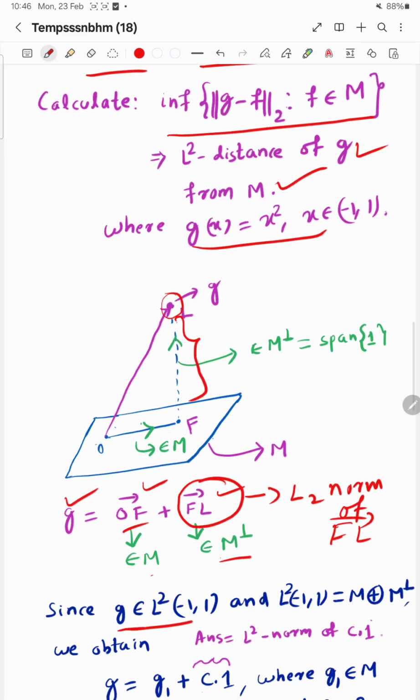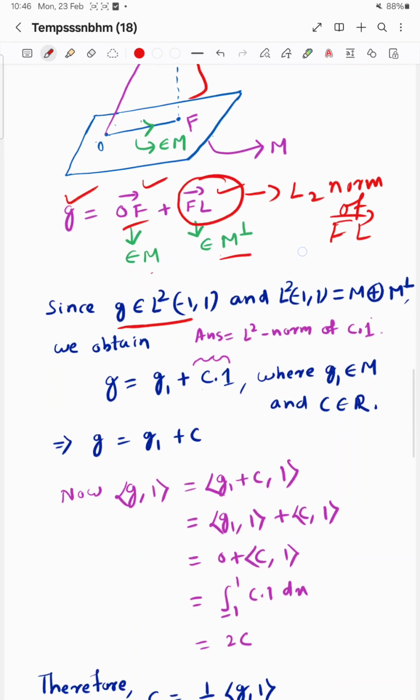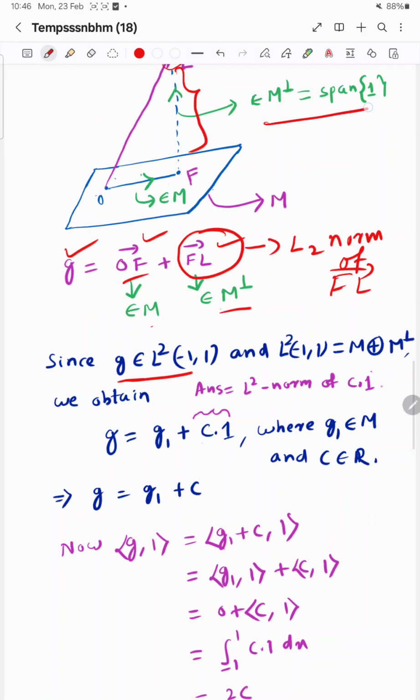So in our question, this is the M perp. Suppose g is equal to g1 plus g2, where g1 belongs to M and g2 belongs to M perp. But M perp is the span of 1, so g2 is equal to what? C times 1, where C is some real number. So our g2 function is this one, C times 1.